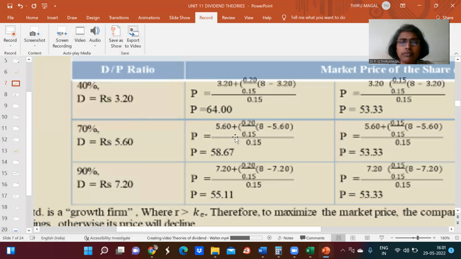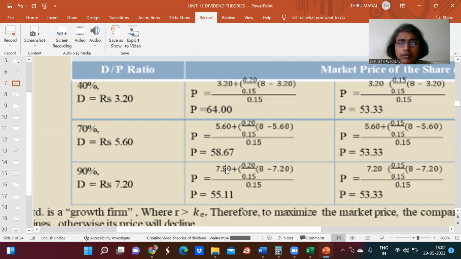In the same way, we have to do it when the payout ratio is 70%, which means here P equals dividend, 5.60, plus again R by K, the same value, into EPS 8 minus the dividend per share 5.60, the whole divided by K. In that case, the price of the share is 58.67. The next thing is when the dividend is 7.20, that is the 90% payout ratio.